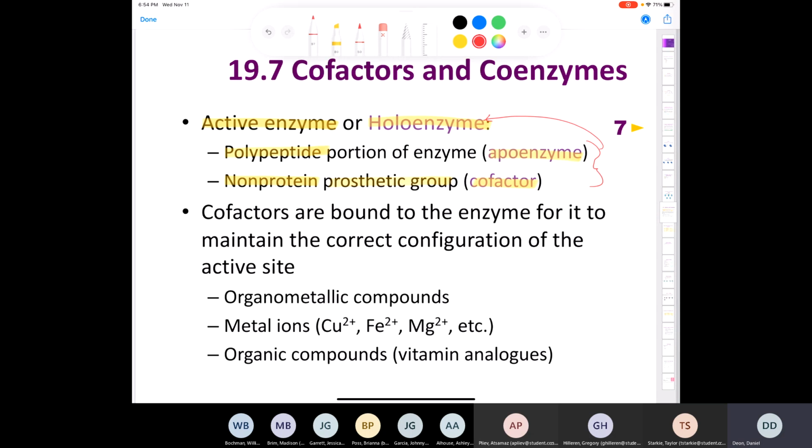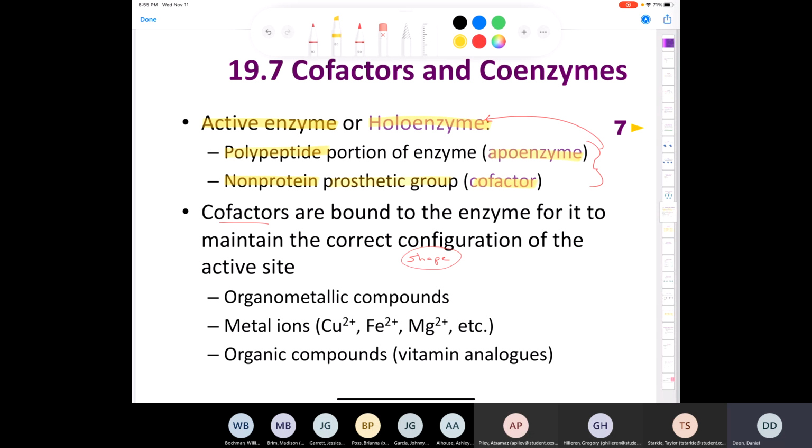Cofactors are bound to the enzyme for it to maintain the correct configuration of the active site. So what are we saying? We're saying you've got an active site in an enzyme, but in order for that active site to have the exact correct configuration, configuration is just a fancy chemistry word for shape, it's got to have a cofactor bound to it.